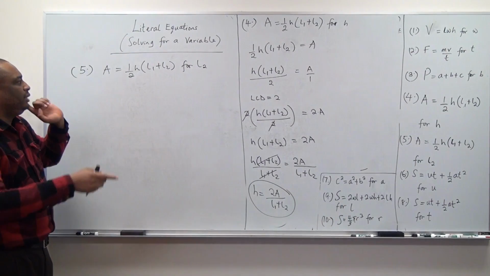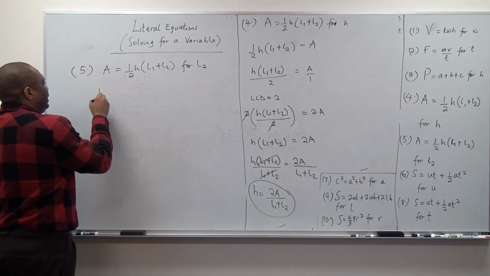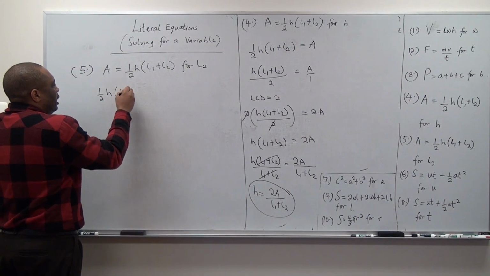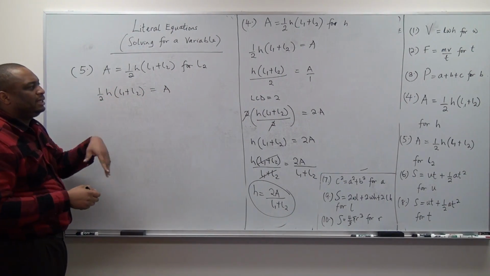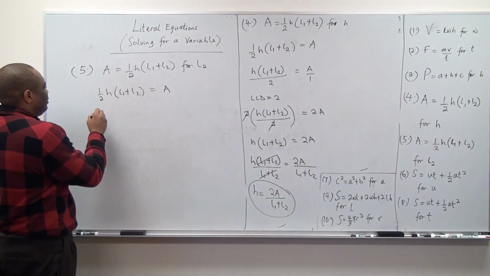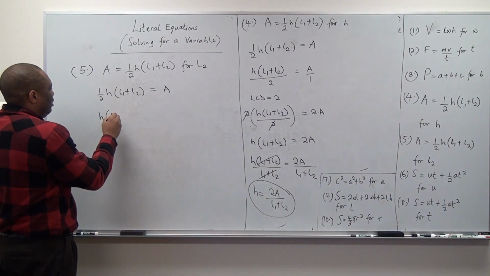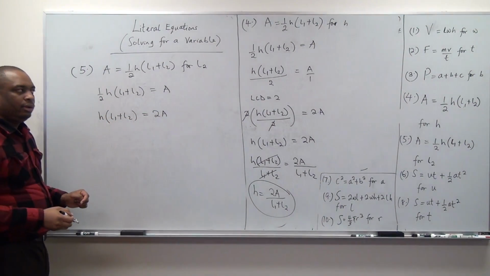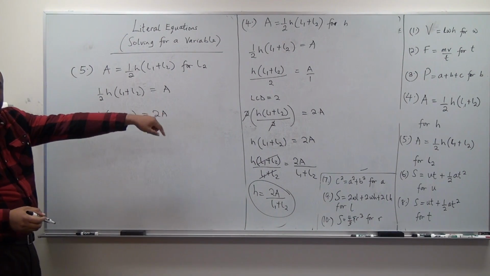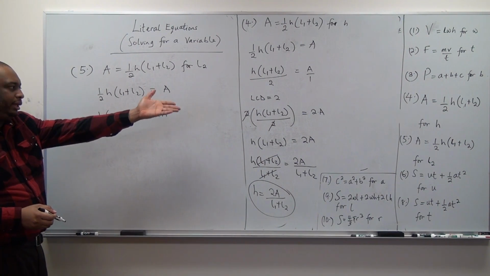So what do you have to do here? You rearrange as well. L1 plus L2 equal to A. Of course, the LCD, you find the LCD. So after doing all those things, you have that h, L1 plus L2 will give you 2A, if you follow the step I've done it here.